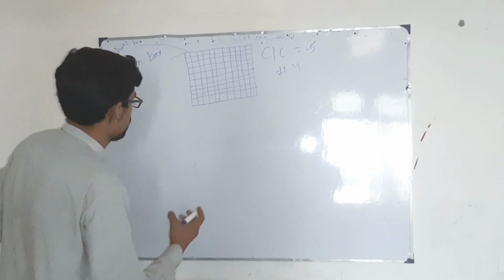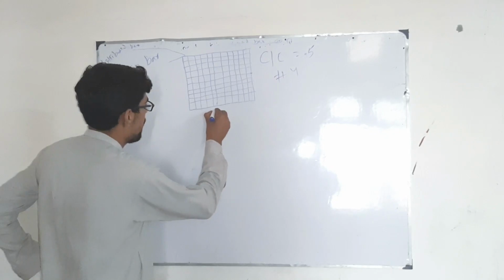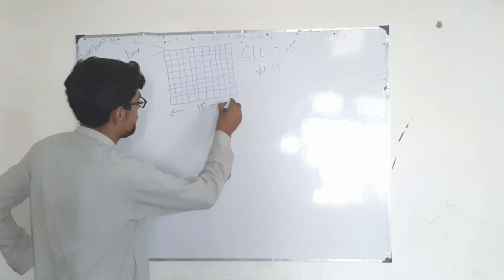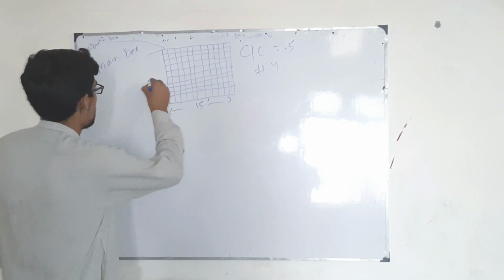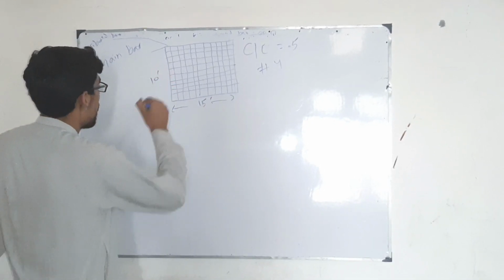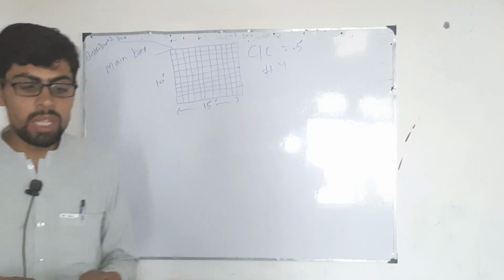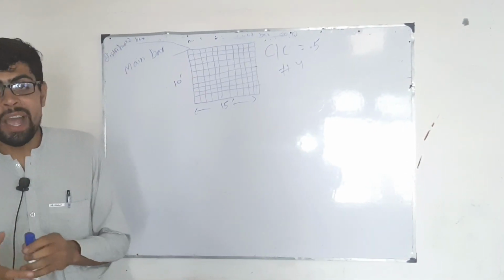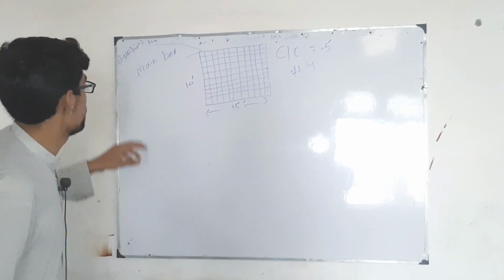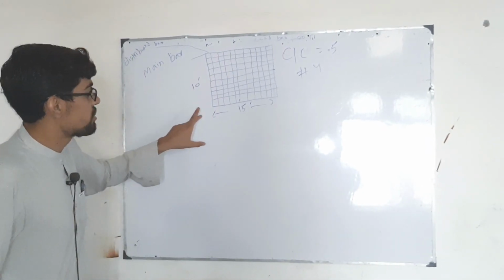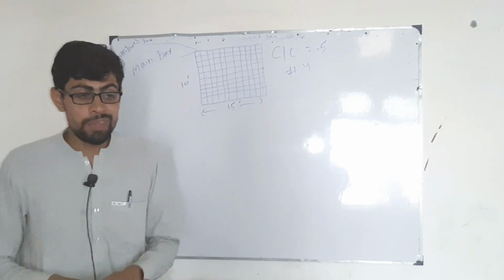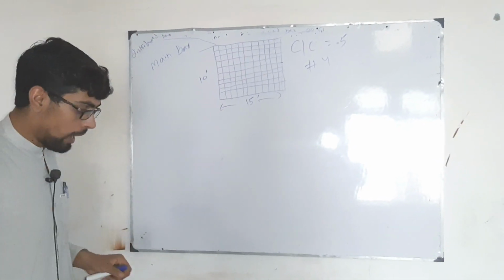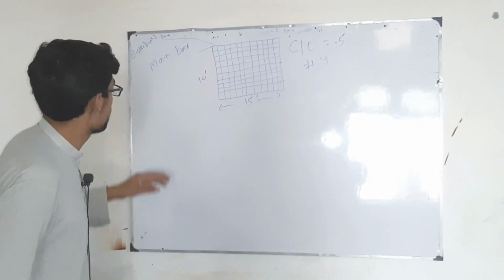First of all, suppose the slab has a long span of 15 feet and a short span of 10 feet. In this slab, the steel we provide on the short span is called the main bar. The steel we provide on the long span is called the distribution bar. First, I'm going to find the main bar.